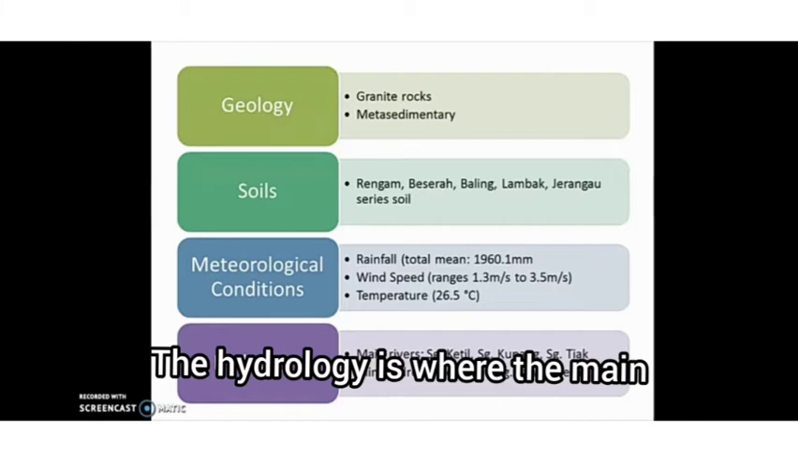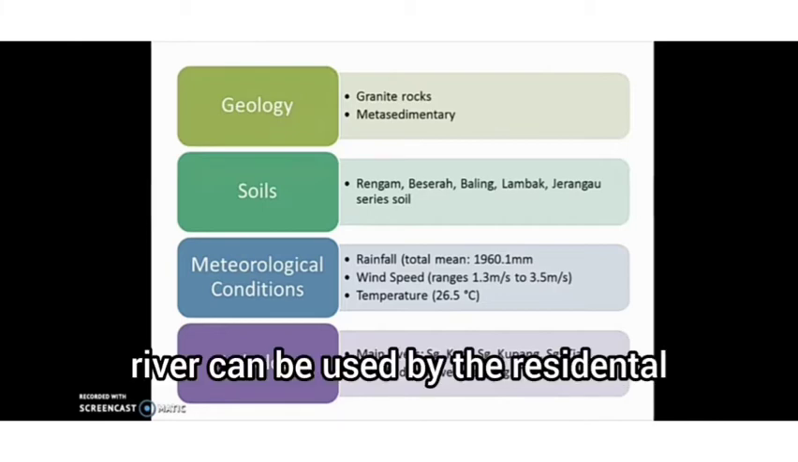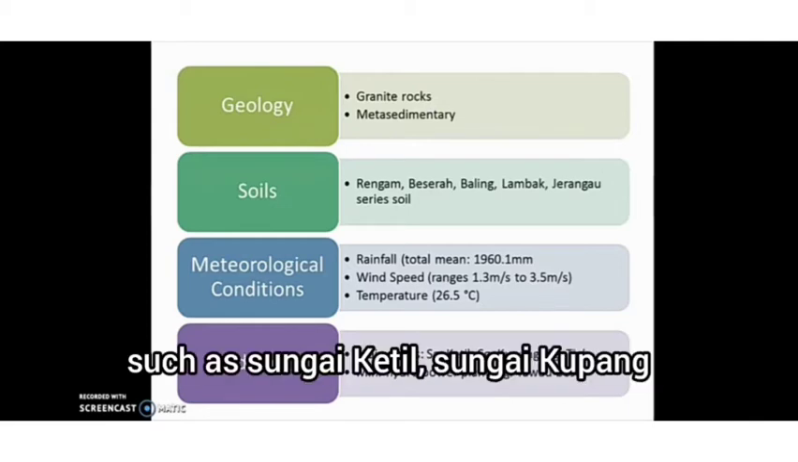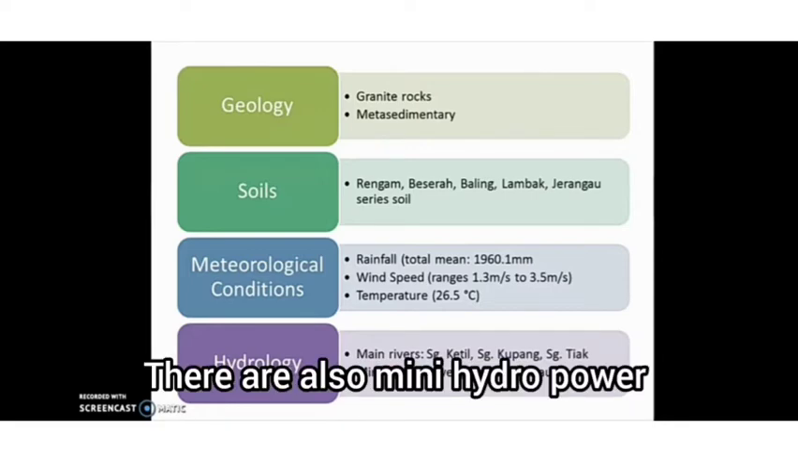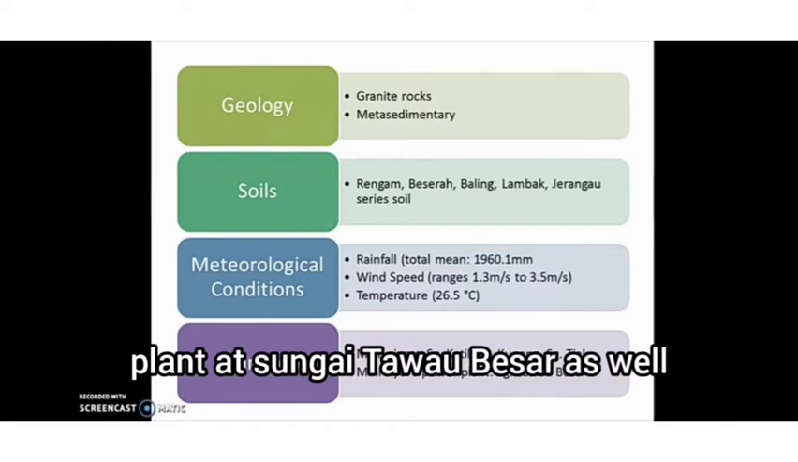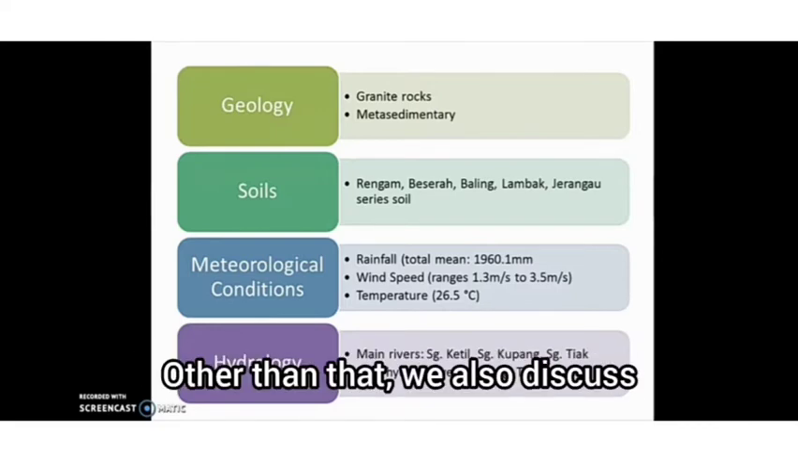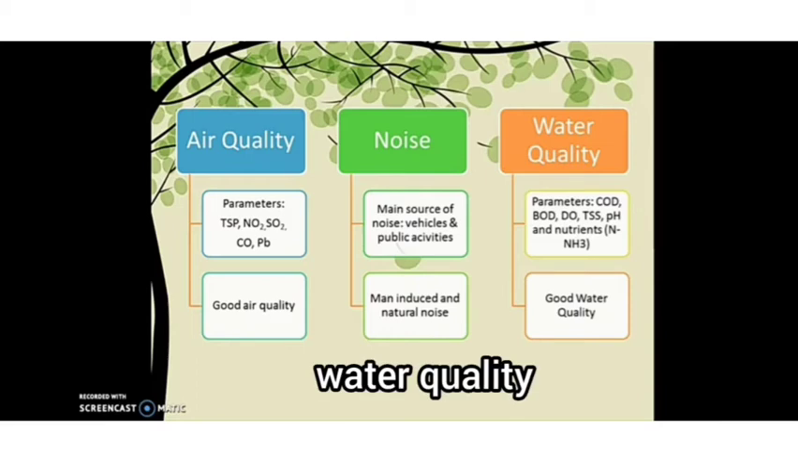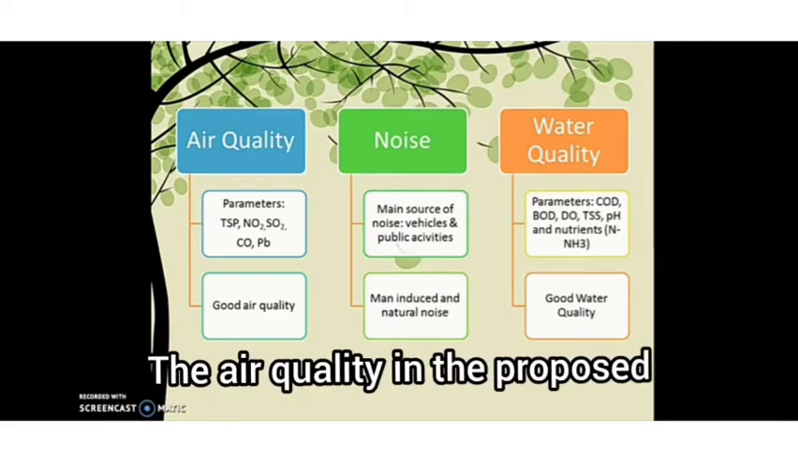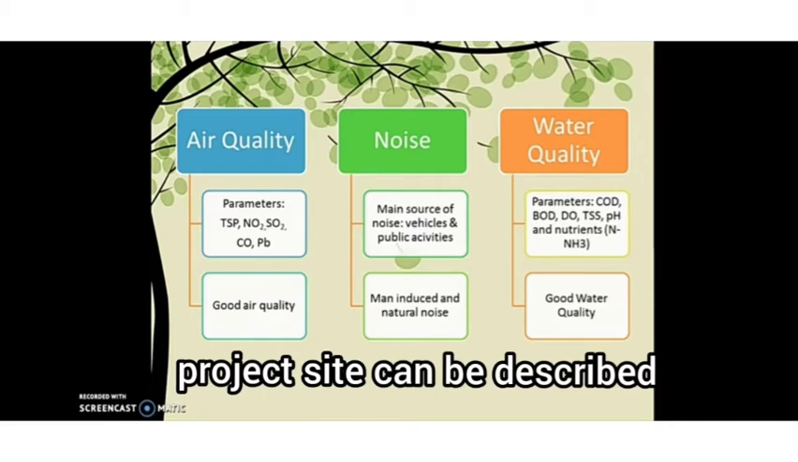For hydrology, the main rivers can be used by the residents, such as Sungai Ketil, Sungai Kupang and Sungai Tiap. There is also a mini hydropower plant at Sungai Tawau Besar as well. Other than that, we also discuss air quality, noise and water quality. The air quality in the proposed project site can be described as good.